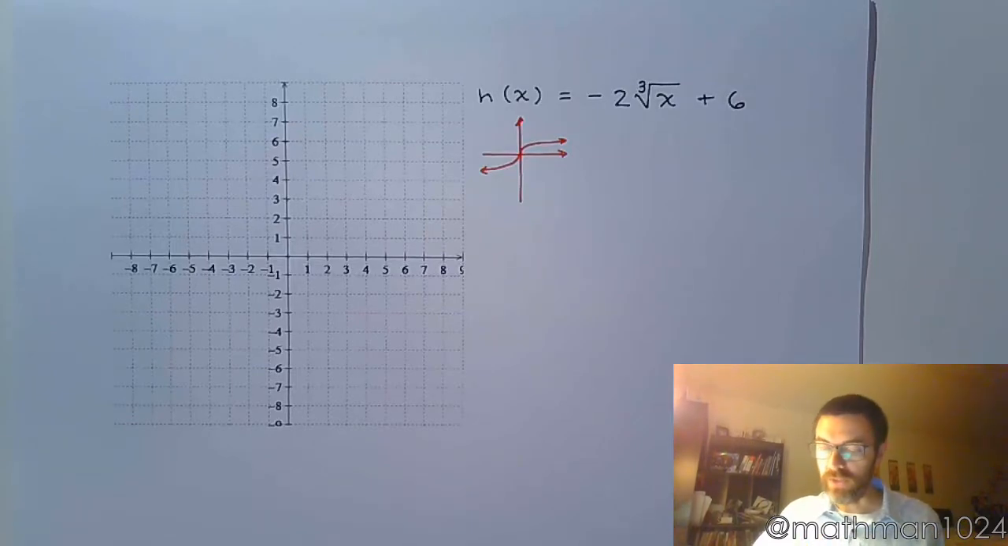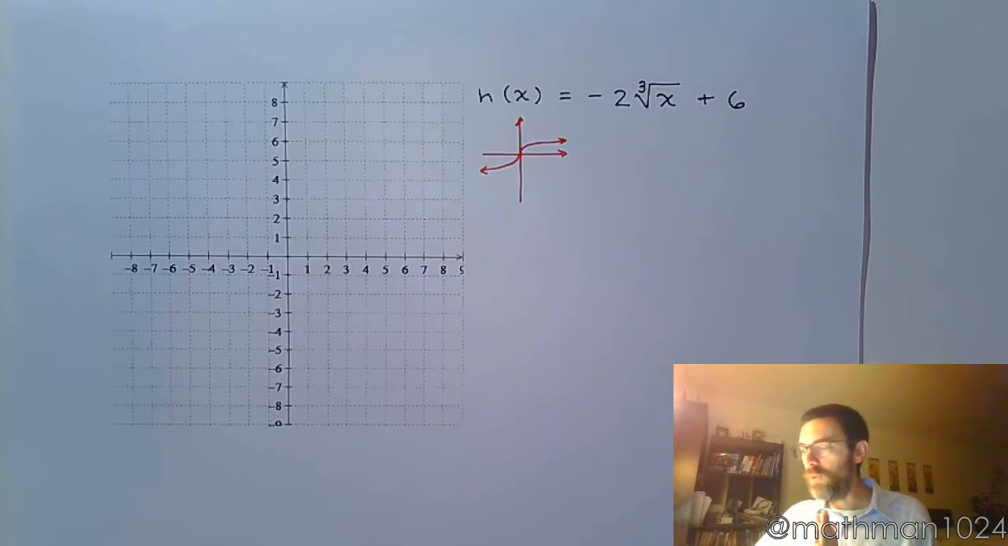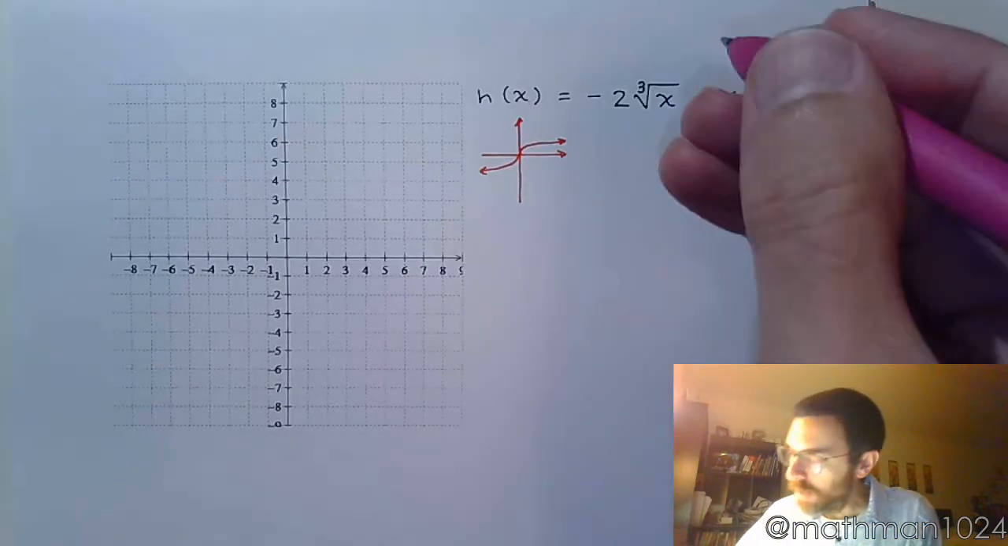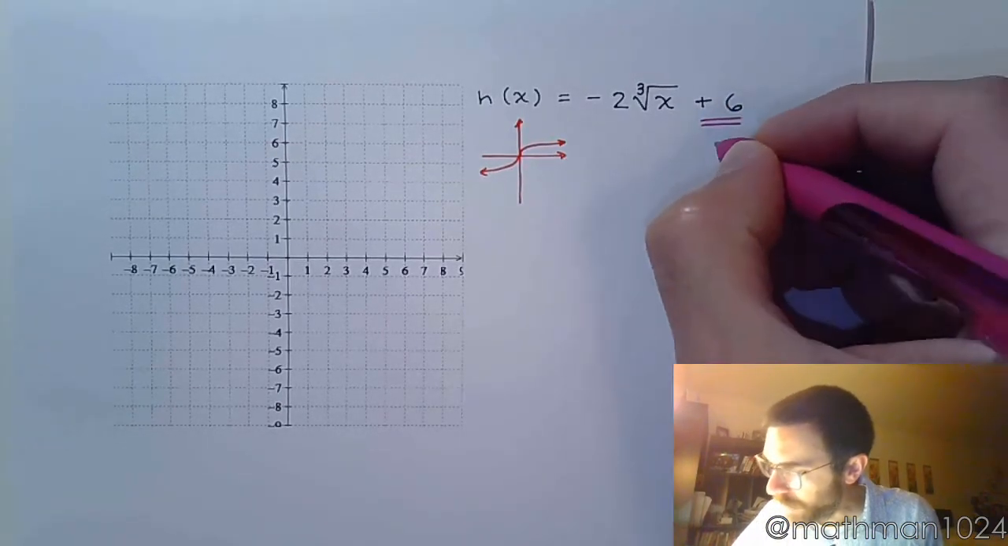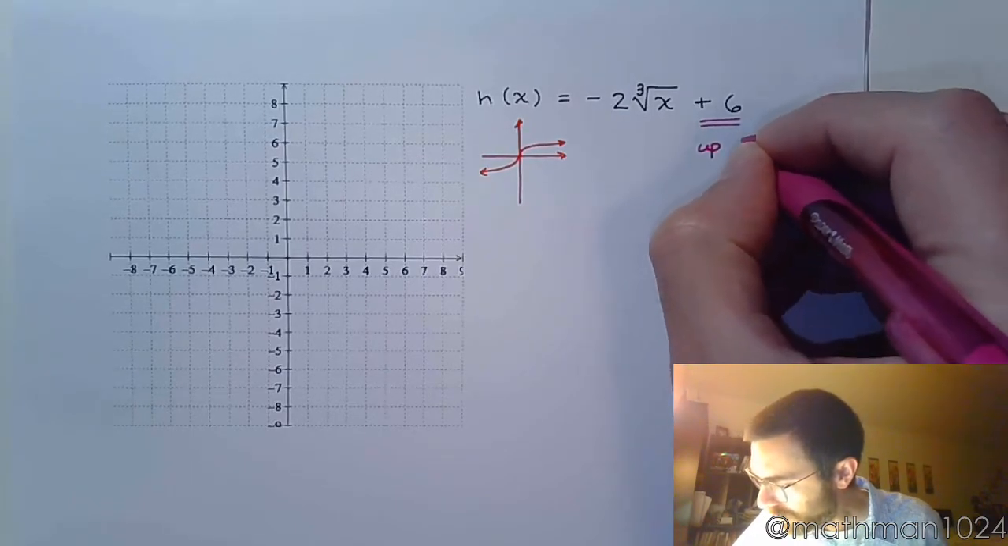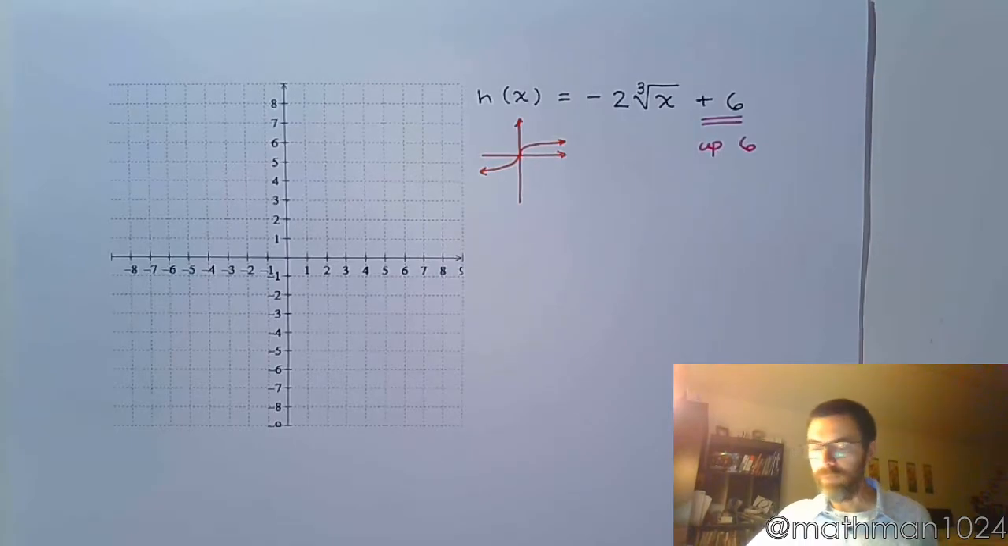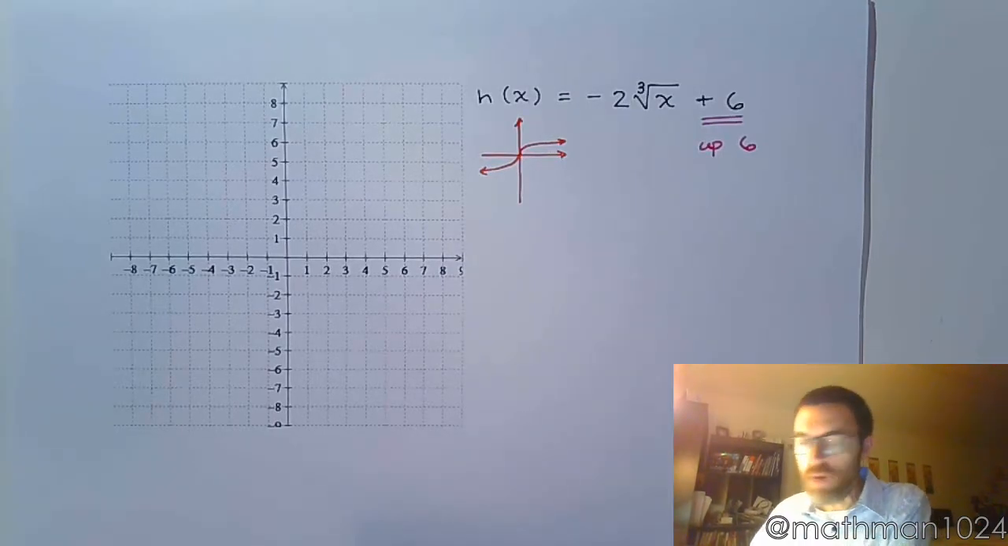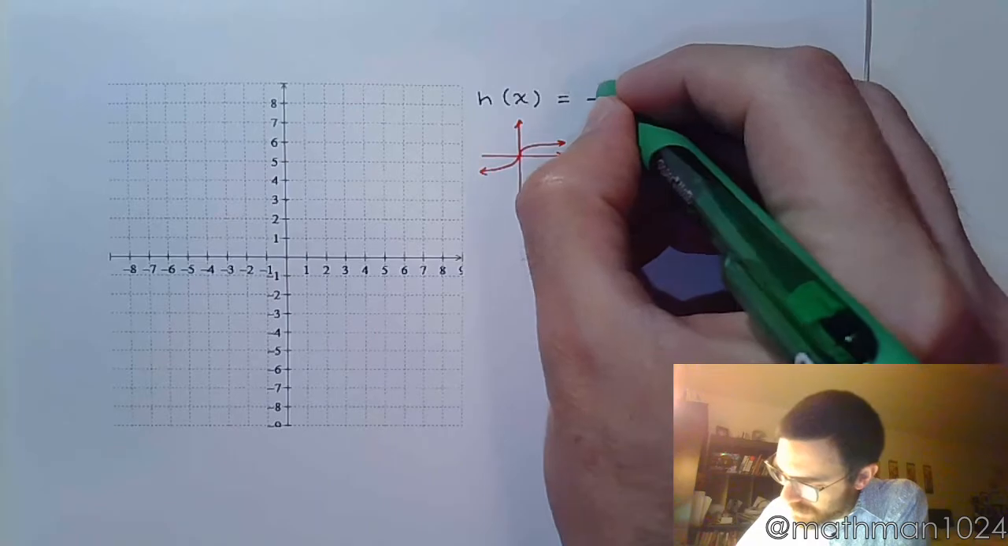Now let's see what we've done to this. Inside the cube root, we just see x. There's no plus or minus a number, so there's no horizontal shift. But then outside, we see plus 6. So I do exactly what I see, and I'm going to go up 6 units. And then in front of the cube root, I see a -2.